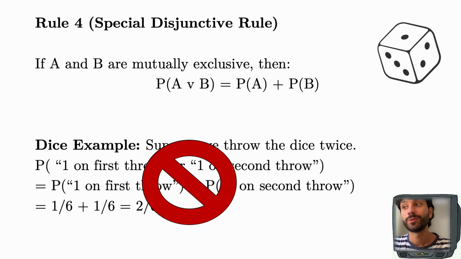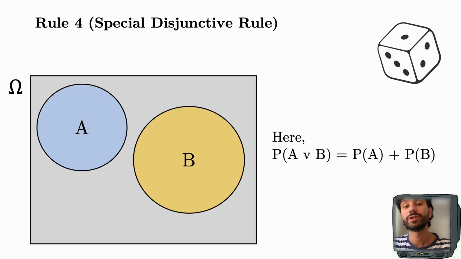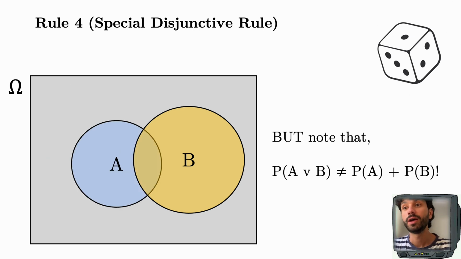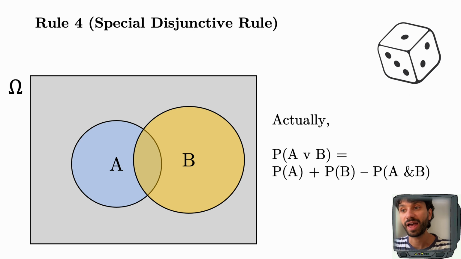Why not? Well, because this rule only applies to cases where it's mutually exclusive. They can't both be true at the same time. So here the probability of A or B is equal to the probability of A plus the probability of B. But if there are cases where they can both be true at the same time, it's not equal. In fact, it's equal to the following equation, which we're actually going to prove in the homework next week.